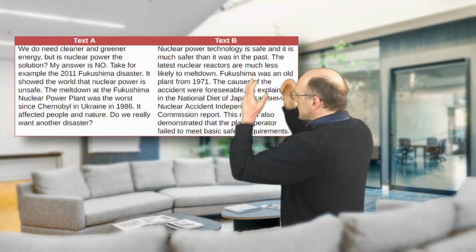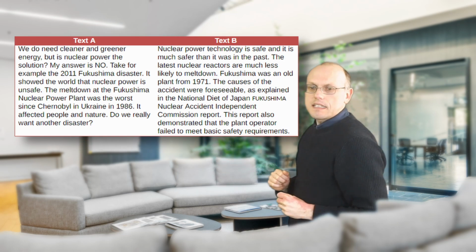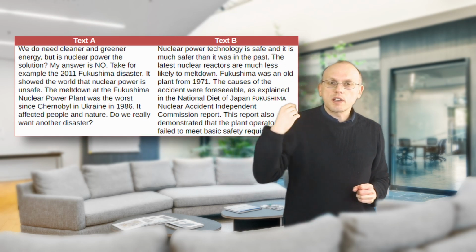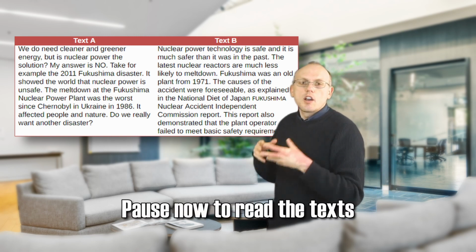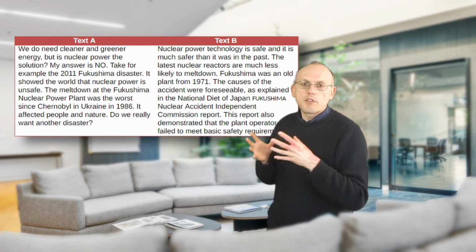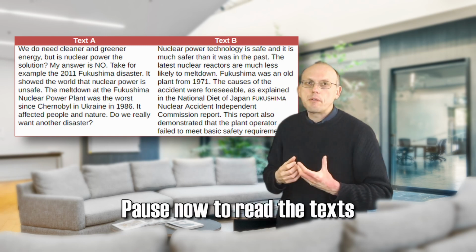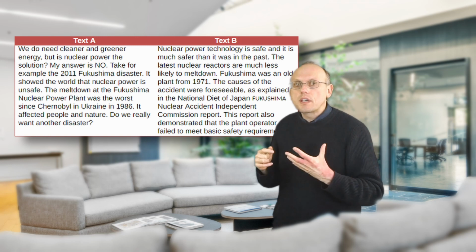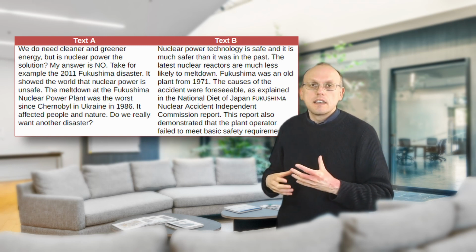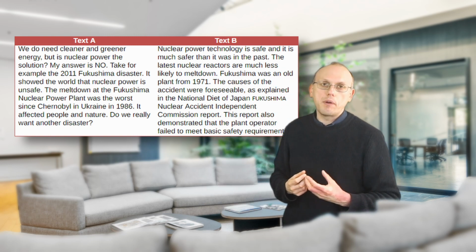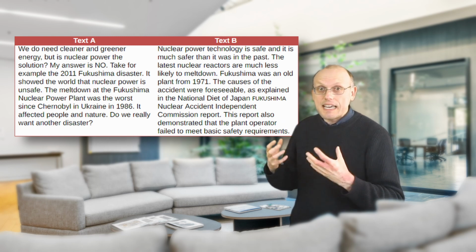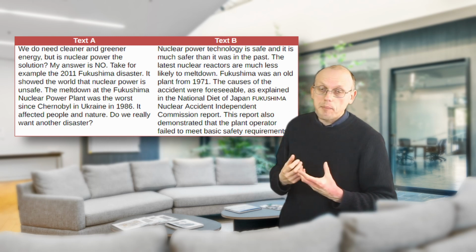To highlight my point here, I'm going to give you an example. Two very short texts. Text A and text B. Text A and text B are both on nuclear power. Now the question is, compare the views of text A and text B on the dangers nuclear power represents. So we need to look at what text A says regarding the dangers of nuclear power and what text B says regarding the dangers of nuclear power too.